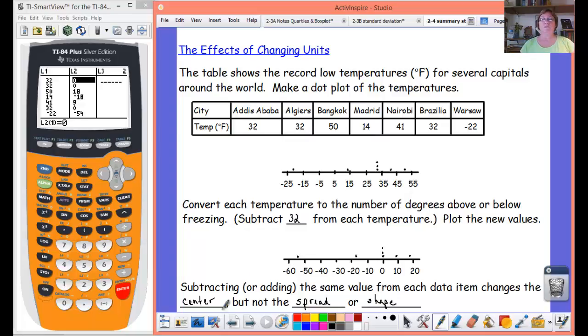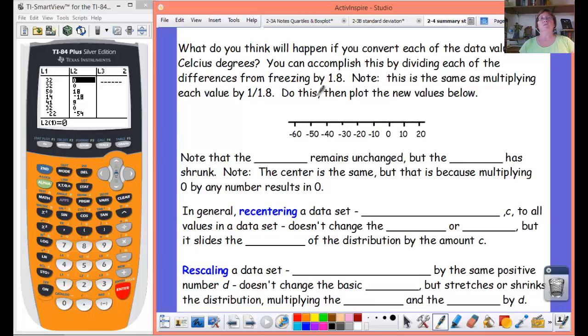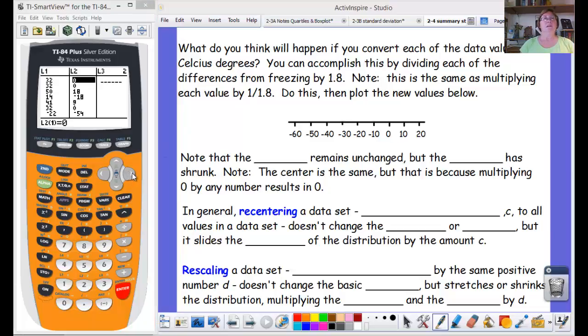And that's something important to remember. Suppose that we wanted to convert now each of those temperatures that we had into Celsius. We already have subtracted the 32, and the rest of this is dividing the difference from freezing, which we already have, by 1.8. You could also multiply by 1 over 1.8, but I'm going to go into my list 3, and I'm going to tell it to take whatever's in 2 and divide by 1.8. So we're dividing each value in a data set by the same number.